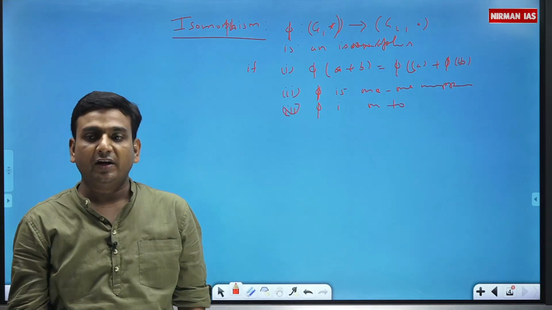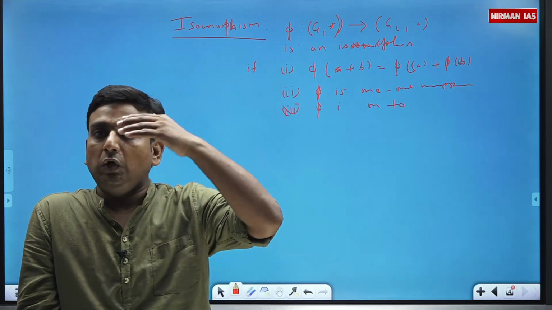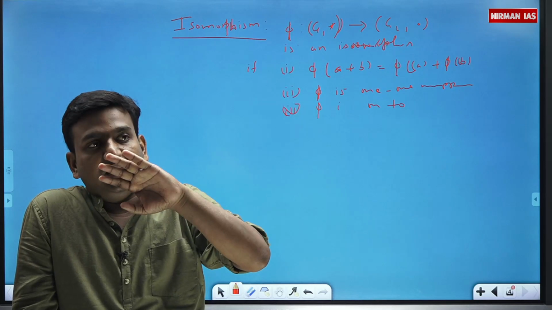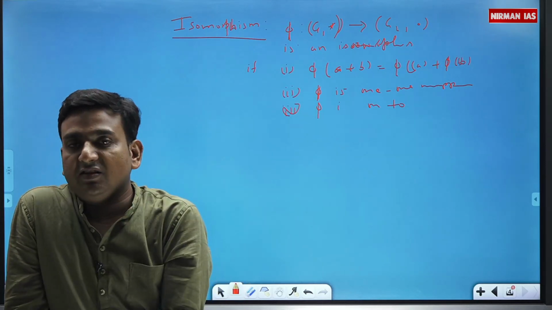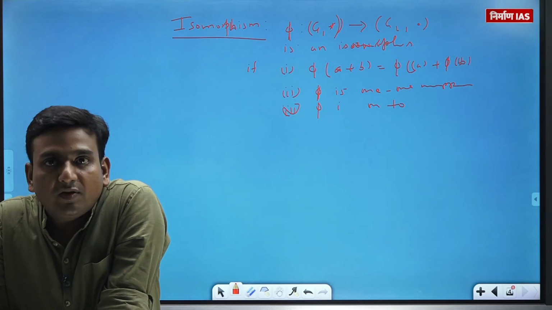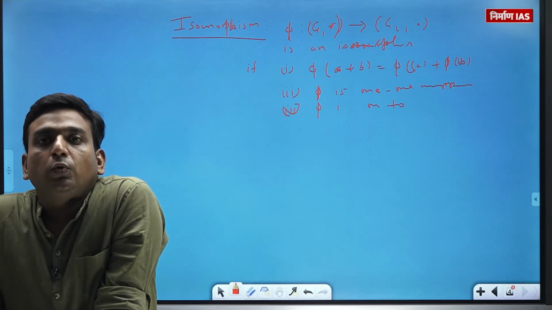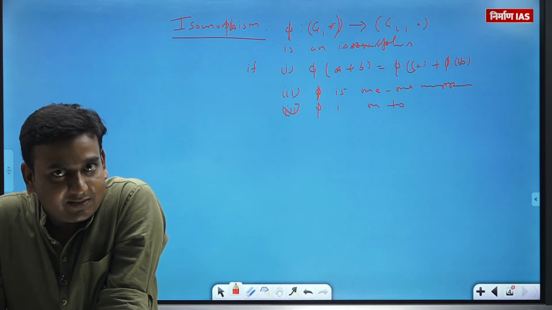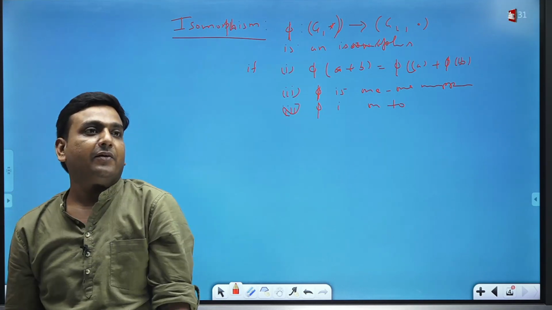What do you need to have for an isomorphism? Additional two properties. If phi is only operation preserving, we say phi is a homomorphism. So ultimately you can say a homomorphism which is 1-1 and onto also, that is called an isomorphism. Is that clear to you all? Fine.